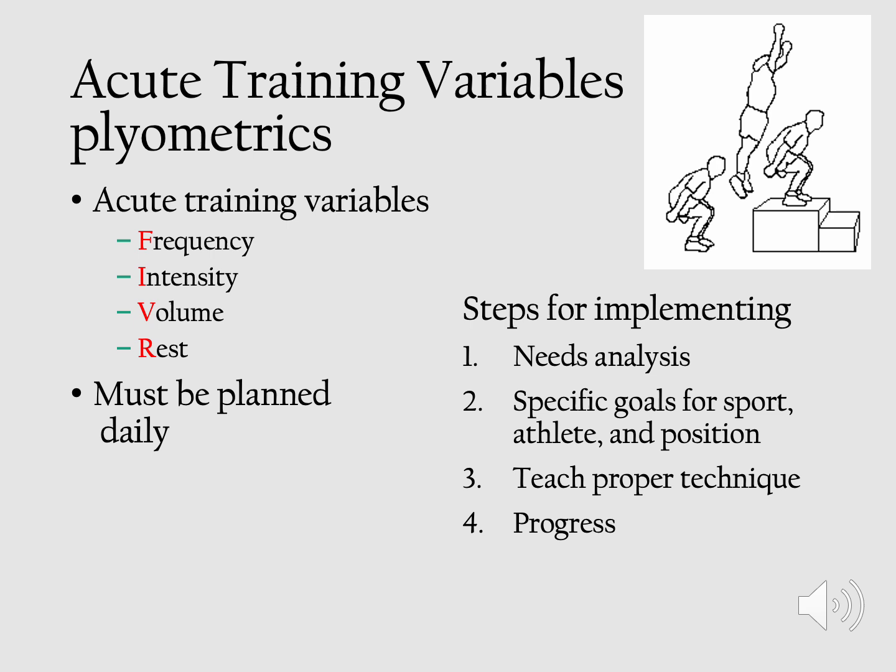Acute training variables for plyometrics. Frequency. With resistance training, frequency is simply the time between each training session. Plyometrics can be applied 1 to 3 days per week, depending on the sport and the athlete's experience, with typically 24 to 48 hours of rest between each session.